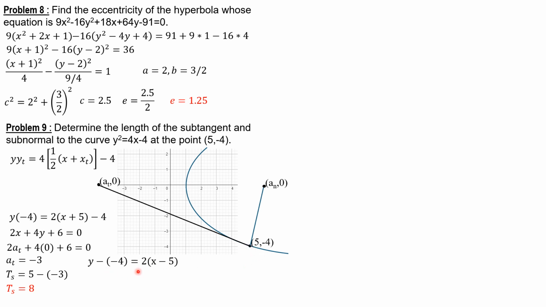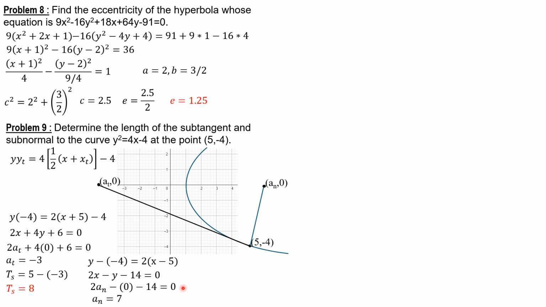So y plus 4 is 2x minus 10, or we write this as 2x minus y minus 14 equals 0. 2x minus y minus 14 equals 0. So we replace x by a_n and y by 0. So 2 a_n minus 0 minus 14 equals 0.